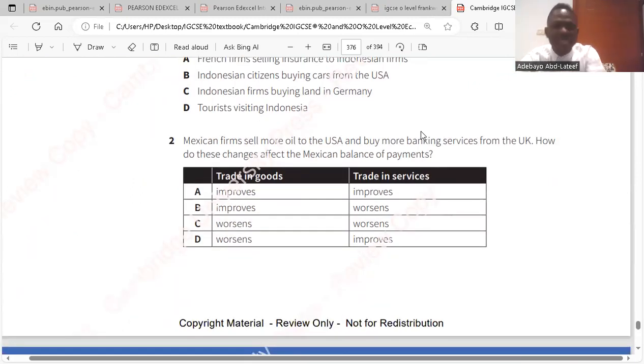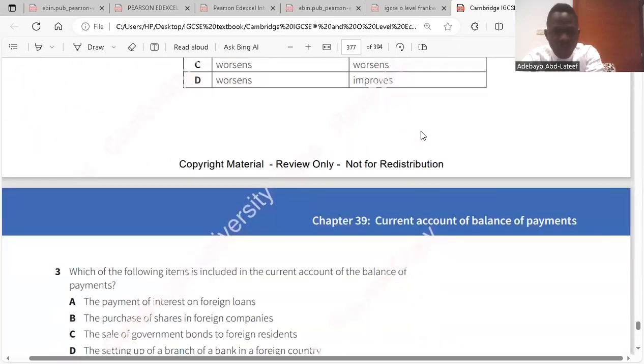Question B2. Mexican firms sell more oil to the USA and buy more banking service from the UK. How do these changes affect the Mexican balance of payment? Sell more oil to USA, trading goods will improve. Buy more banking services, trading services worsen. For Mexicans, yes. So it's B.